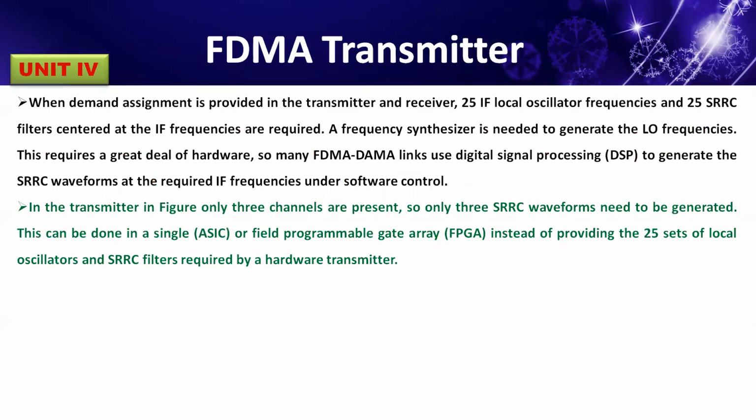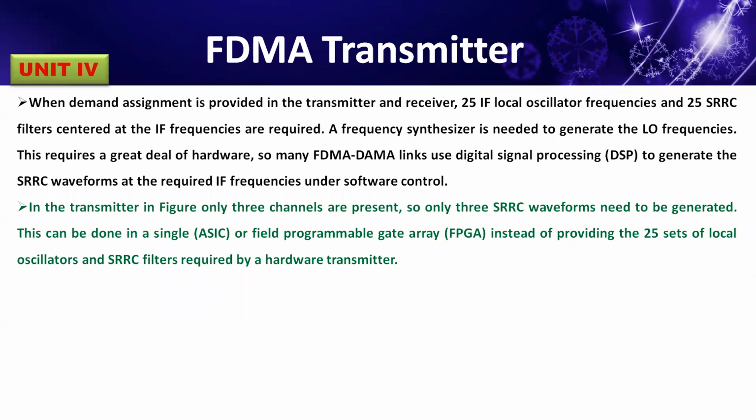Another important observation from the FDMA transmitter is that whenever demand assignment is provided in the transmitter and receiver, the local IF frequencies and the 25 SRC filters centered at IF frequencies are required. So what is the meaning of this statement? It equals however many local oscillator frequencies are tunable, and they decide the corresponding center frequency values for the system.